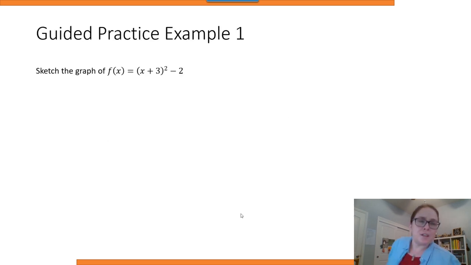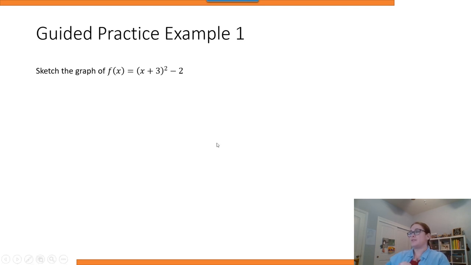Okay, so let's do some examples. So here I'm being asked to graph f of x equals (x plus 3) squared minus 2. Okay, so if I'm graphing this by hand, if I want to do a sketch, the parent function here is coming from the square here. So my parent function is y equals x squared. The minus 2 at the end tells me that there's a vertical shift down, and the plus 3 tells me that there's a horizontal shift to the left.